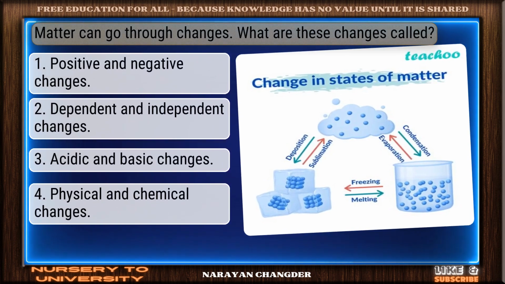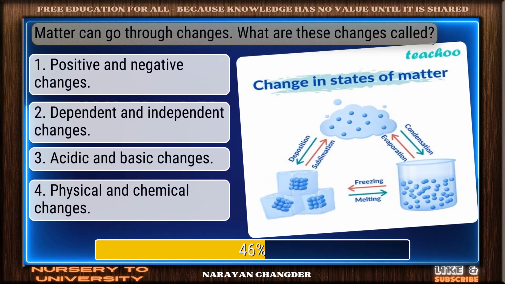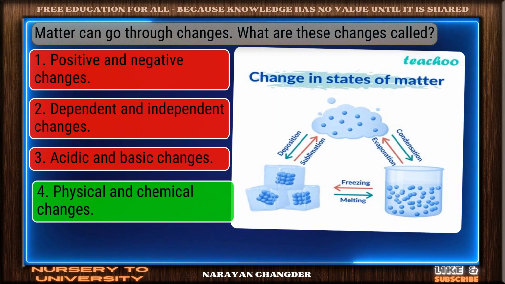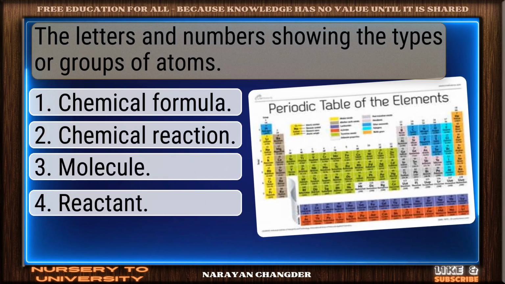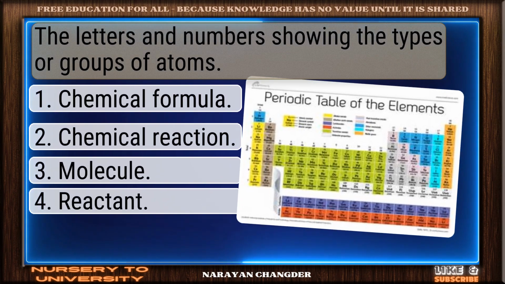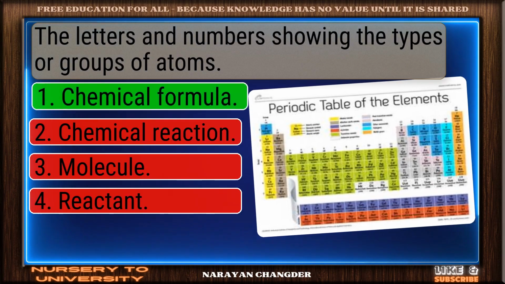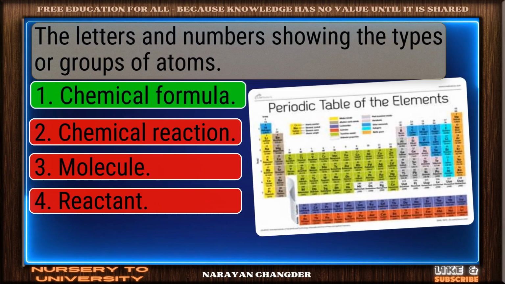Matter can go through changes. What are these changes called? Well done. Physical and chemical changes is the right choice. The letters and numbers showing the types or groups of atoms. Solid response. Chemical formula is a valid choice.